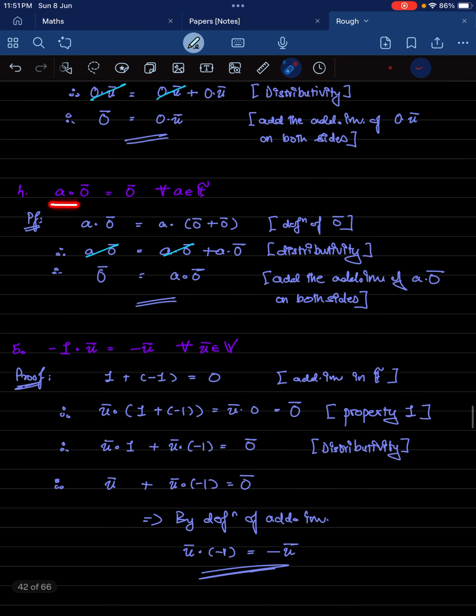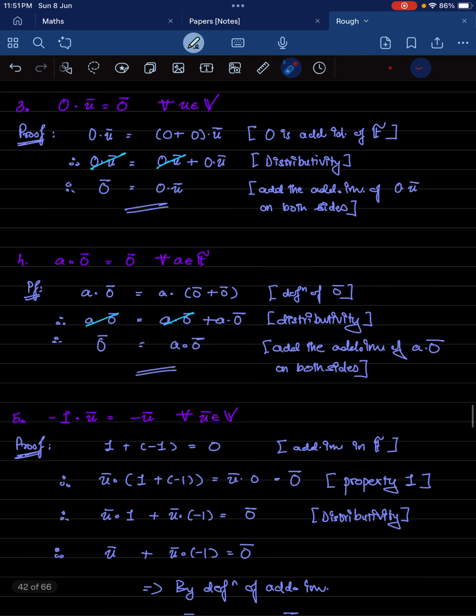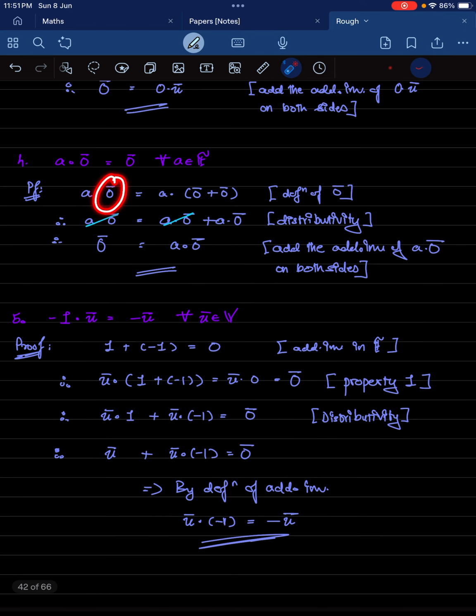Now similarly, for any scalar a, a times the 0 vector is also the 0 vector. Okay, so that's also not a problem. We use the same logic as before. So instead I have decomposed 0, the scalar 0, into the sum of 0 and 0, which are two scalars. Here I will decompose the 0 vector into the sum of 0 and 0 vector. Now again, distributivity, add the additive inverse on both sides. That will give me a times the 0 vector is 0.